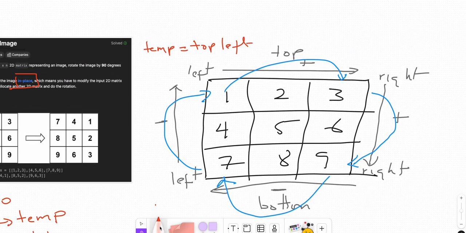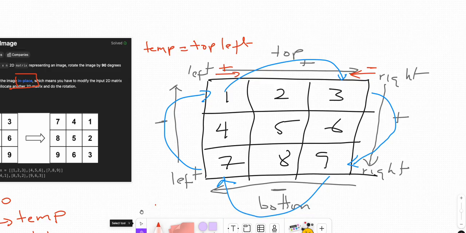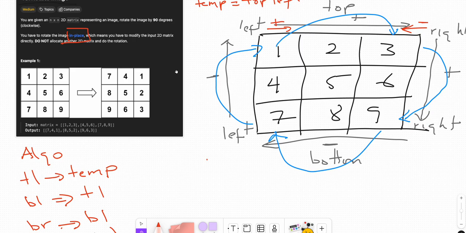After every loop, we move sideways: left never moves back, right moves back, bottom moves back, because you're dealing with the loop. These are the things I wanted us to analyze in the question before we solve it.